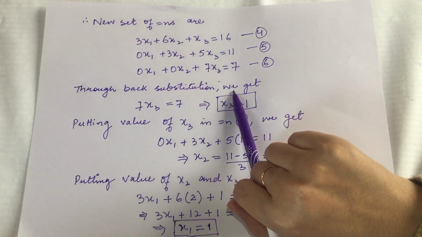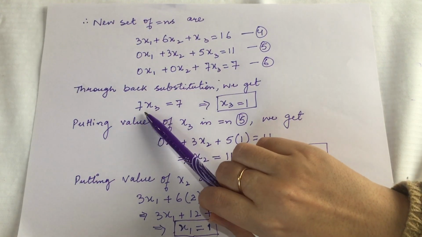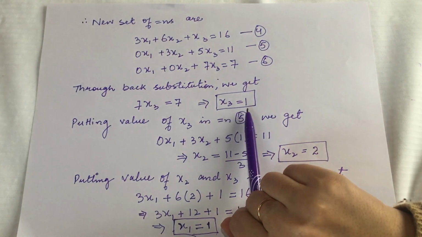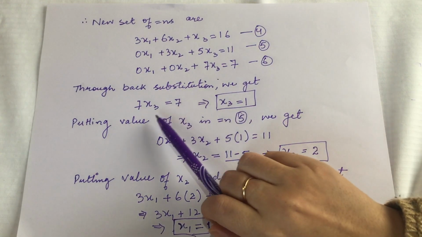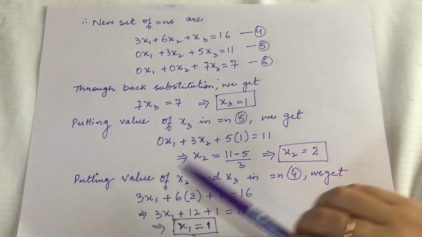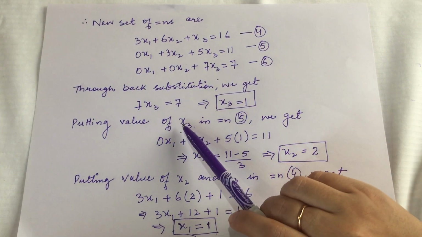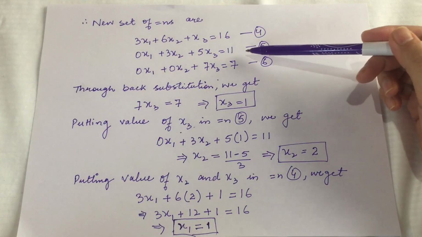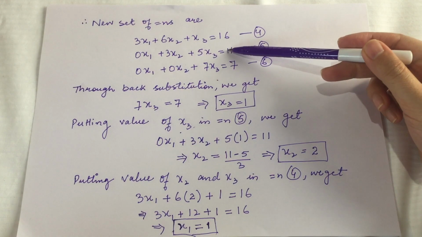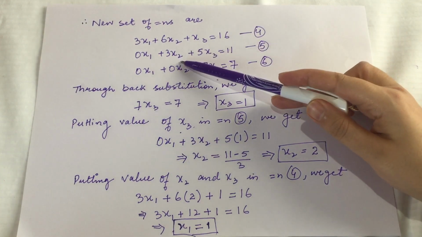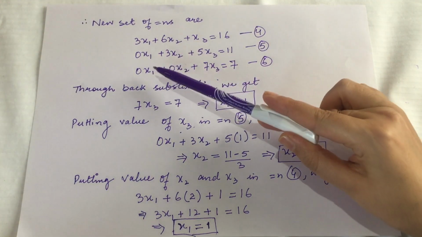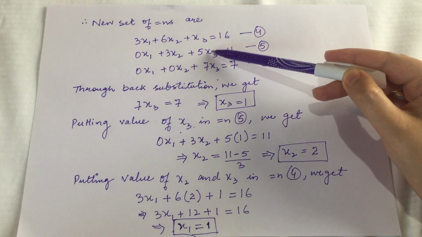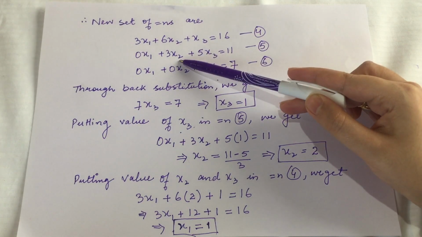So through backward substitution, we get 7x3 is equal to 7. That means our x3 is equal to 1, 7 divided by 7 is 1. So putting the value of this x3 in equation 5, I will get the value of x2, because in my second equation x1 is 0. I have only two variables. If I assign the value of one variable, I can easily get the second value.